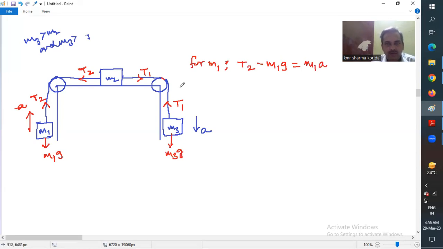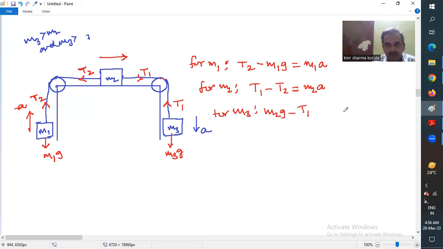Now for M2, assume that M2 is going from left to right. So T1 favors, but it is opposed by T2, which is equal to M2A. Now for M3, its own weight M3G is the reason to move down, but T1 opposes. This is M3.